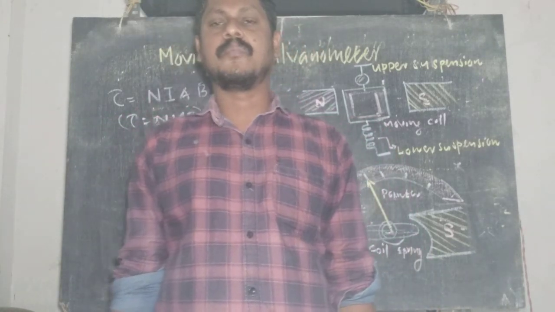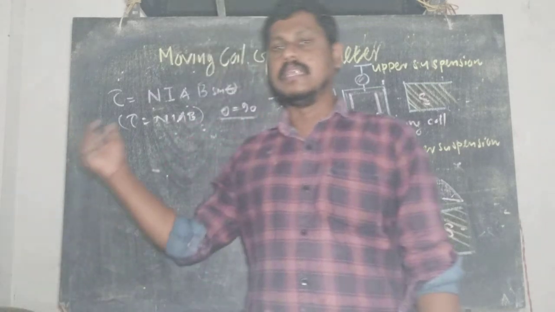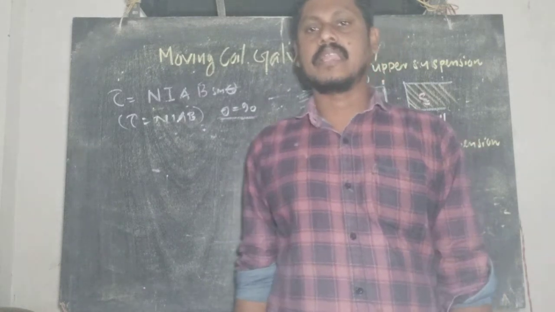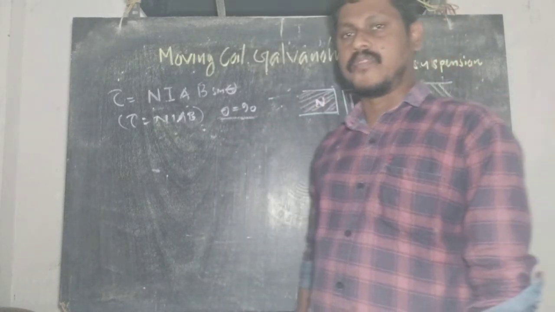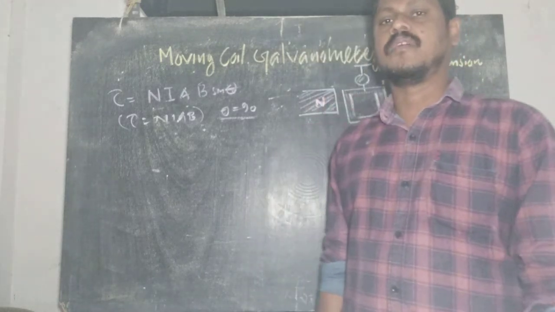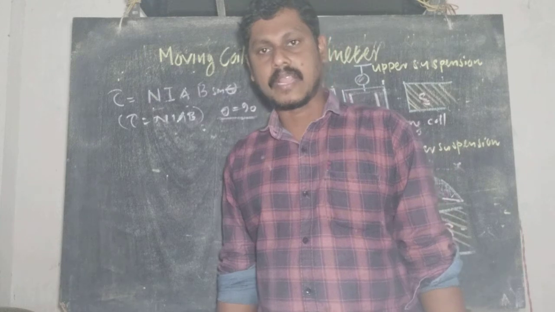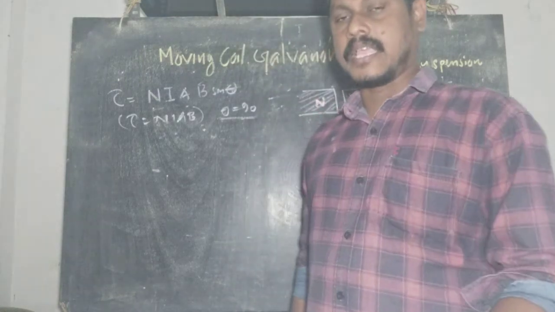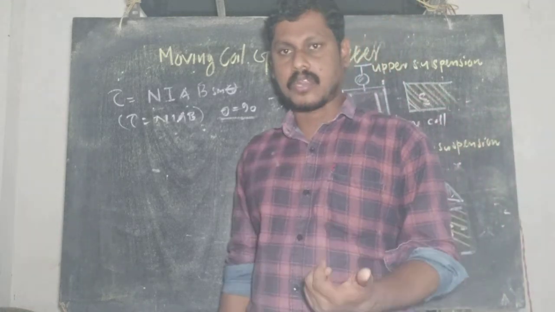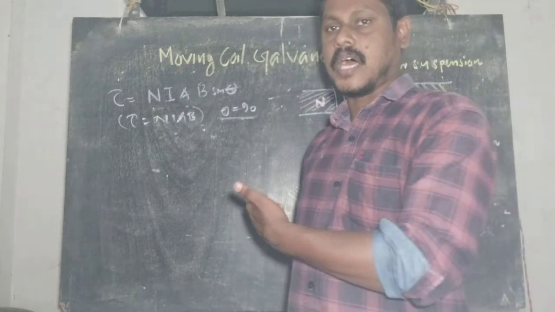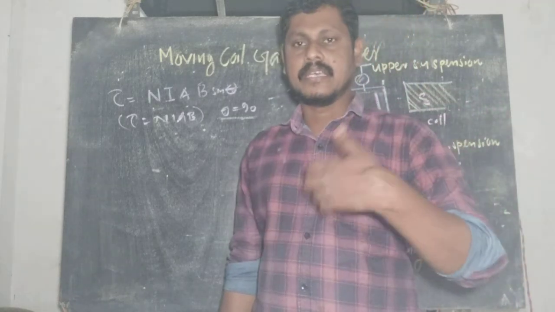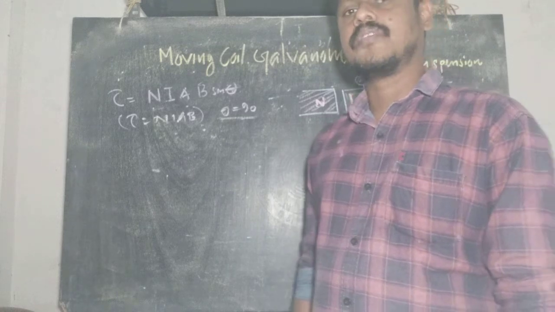The working principle of a moving coil galvanometer is that a torque will be experienced when a current carrying loop is held in a uniform magnetic field. That principle we have already learned. Such a principle is used in the working and designing of a moving coil galvanometer. So, a current carrying coil when kept in a magnetic field experiences torque. This is the working principle of our moving coil galvanometer. It is used to detect the presence and to compare the strength of current in a circuit.